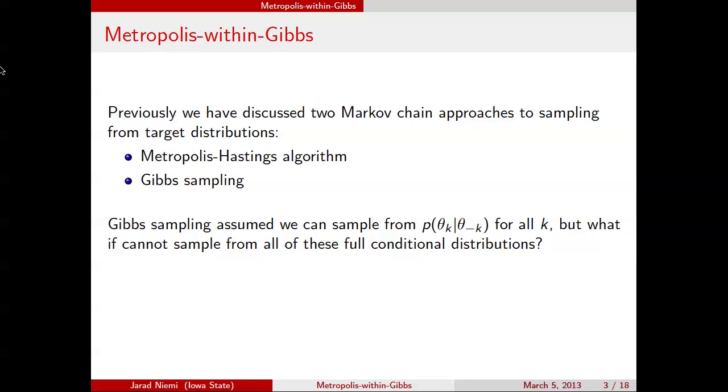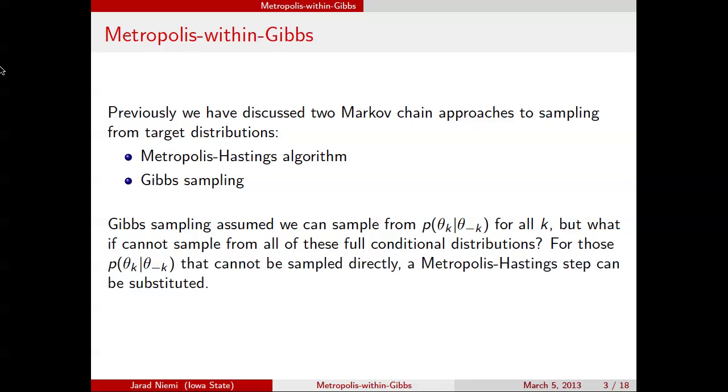But what if you can't? What if you can't sample from all of them? Maybe you can sample from some of them, or maybe you can't sample from any of them. Then what do you do? It turns out that instead of having a Gibbs sampling step for the full conditional for theta k, you can just substitute a Metropolis-Hastings step. That's the whole idea of Metropolis within Gibbs. Imagine you can do these full conditionals for all k except for a single one of them. You do Gibbs sampling steps for all but one, and for that one step, you substitute a Metropolis-Hastings step.